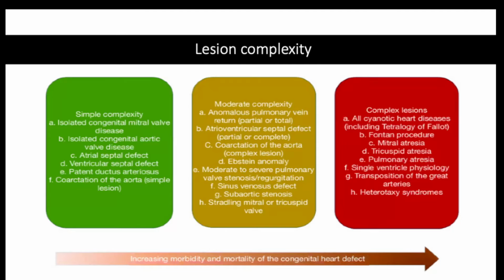Then moderate complexity, as we said, is anomalous pulmonary venous drainage, either partial or complete. An AVSD, an atrioventricular canal defect, is just a more complex left to right shunt. Then there is Ebstein's anomaly, of the tricuspid valve, where there is no proper tricuspid valve, and there is another duct-dependent circulation. Moderate to severe pulmonary stenosis or regurgitation, sinus venosus defects, subaortic stenosis, or a straddling mitral or tricuspid valve. Essentially, that just means that they straddle the annulus and they don't close or oppose the leaflets properly.